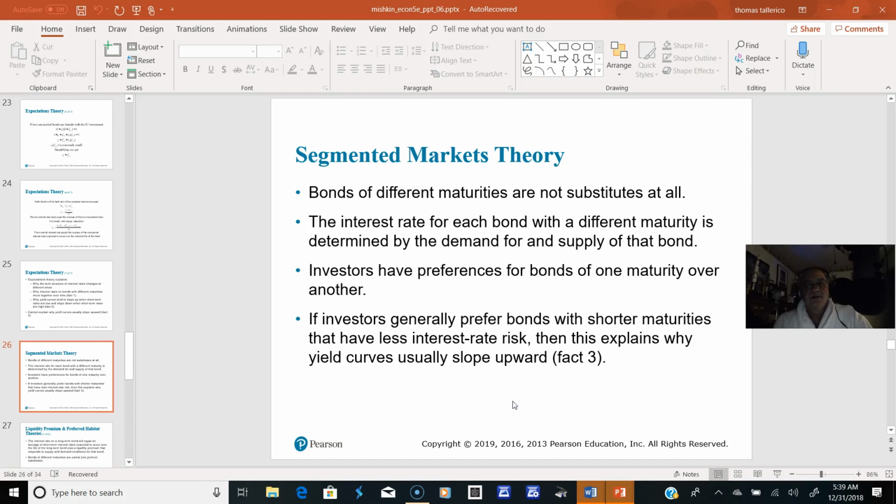And what they say is that bonds of different maturities, so everyone disagrees on certain things, are not substitutes at all. The interest rate for each bond with a different maturity is determined by the demand and the supply of that bond. Investors have preferences for bonds of one maturity over another. And this is for fact 3. If investors generally prefer bonds with shorter maturities, they have less interest rate risk, right? Then this explains why yield curves usually slope upward, right? So the big thing here is investors are worried about interest rate risk, right? So the demand for those bonds sends up the price, which lowers the interest rates.